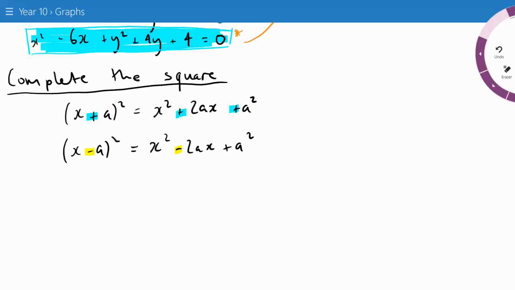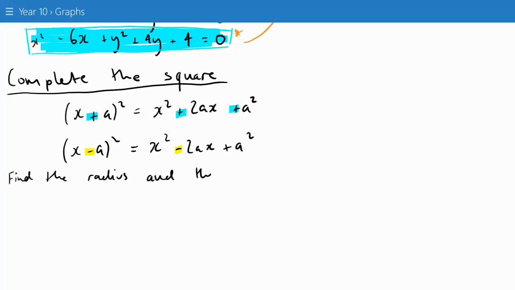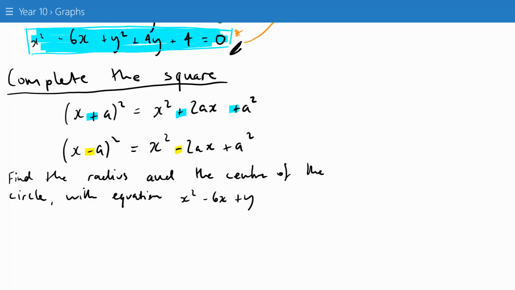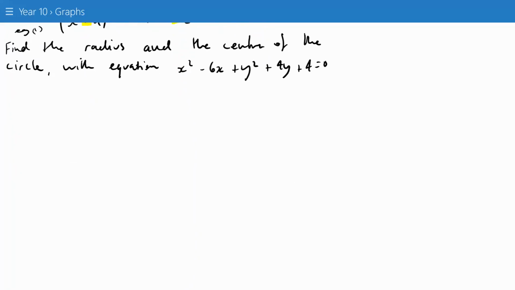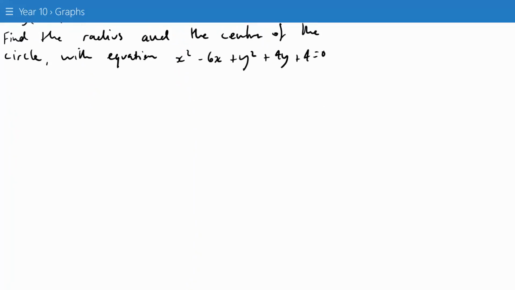So, a question might say, find the radius and the center of the circle with equation, and I'm going to just pick this one in the blue box, with equation x squared minus 6x plus y squared plus 4y plus 4 equals 0. Alright, so let's just call this example 1. We're just working backwards from what we just did before. So let's write it down.